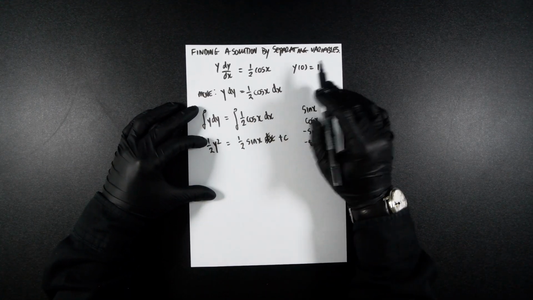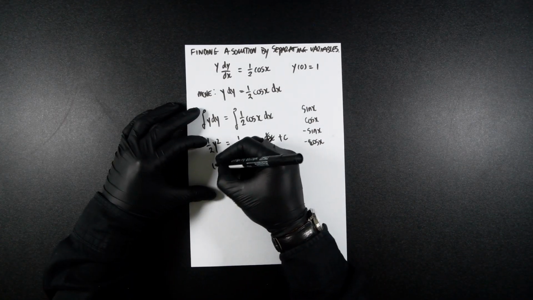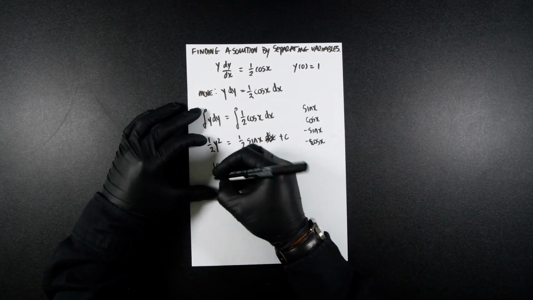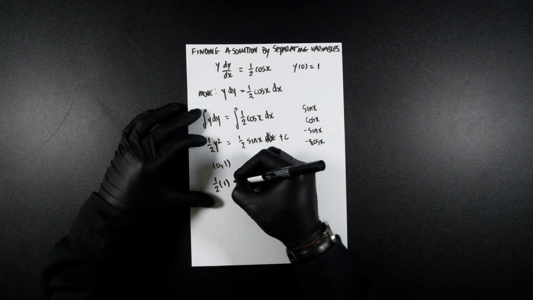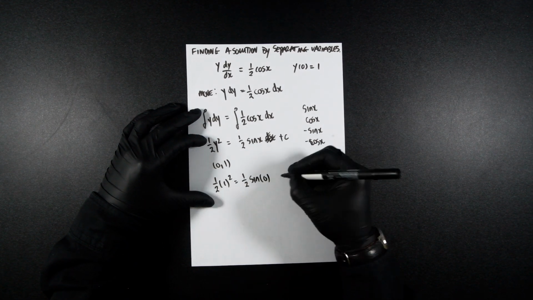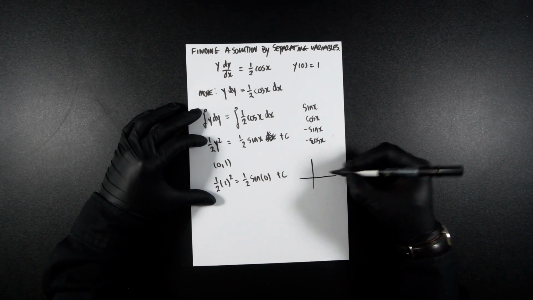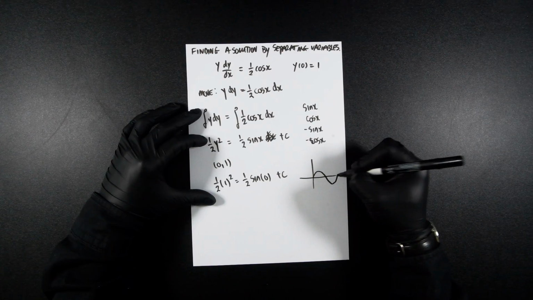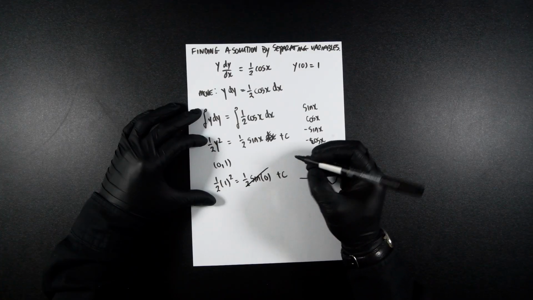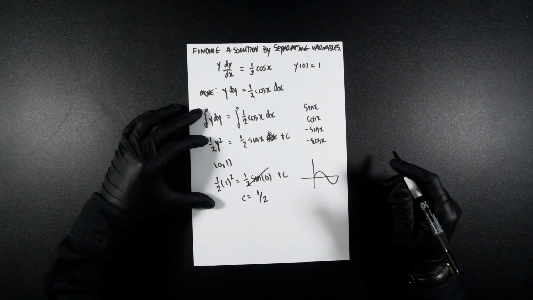Now, we've been given that y(0) equals 1, which is the same as (0, 1). When x was 0, y equals 1. So let's plug it in. You're going to get a half times 1 squared equals a half sine 0 plus c. If you don't have a calculator, you should be able to figure this out for sine. When sine is at 0, it is 0, so that vanishes, and therefore we have c equals a half.